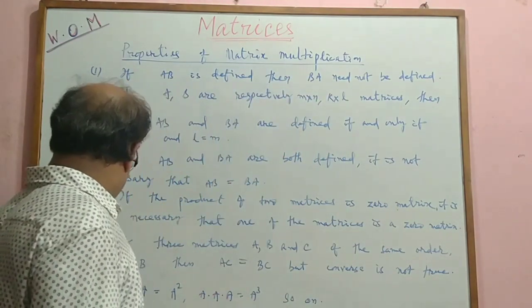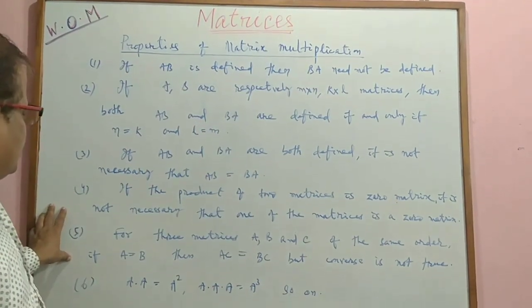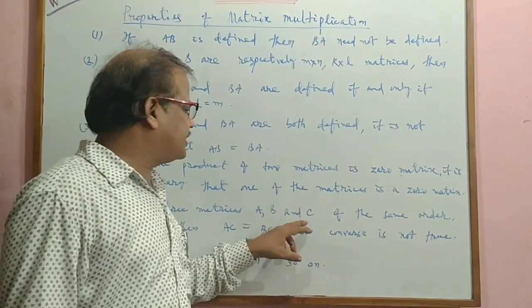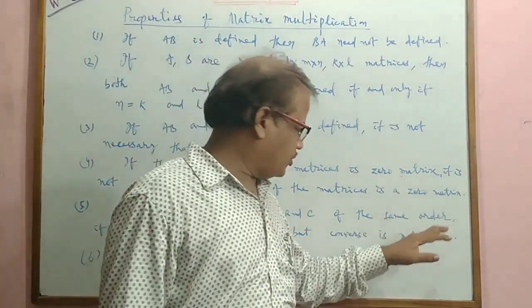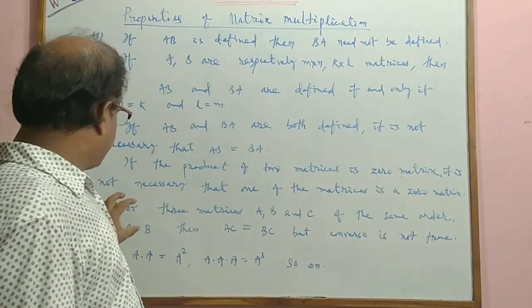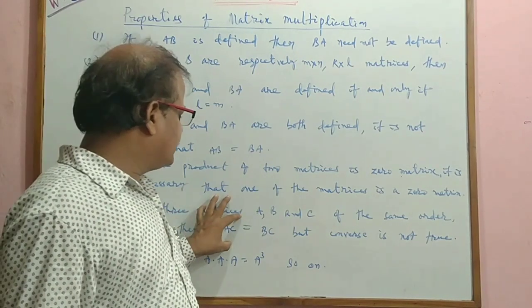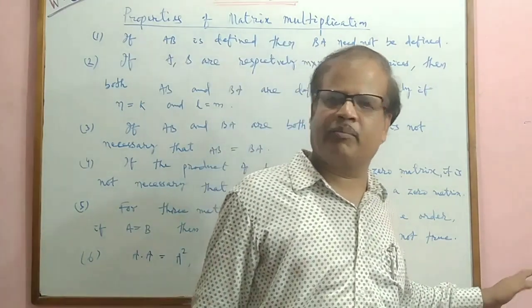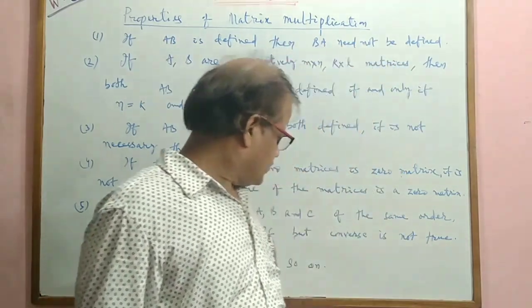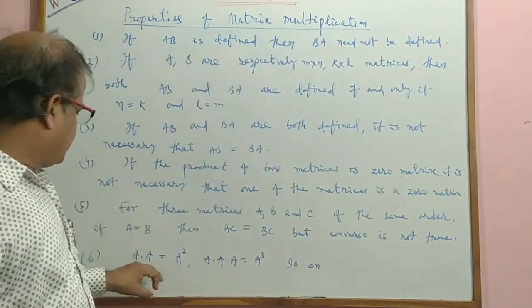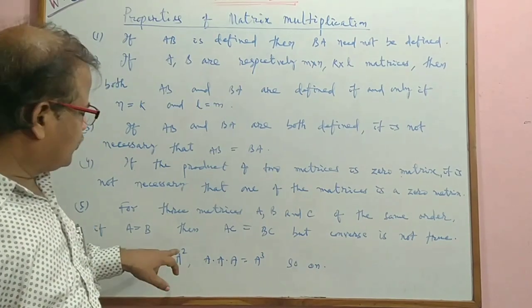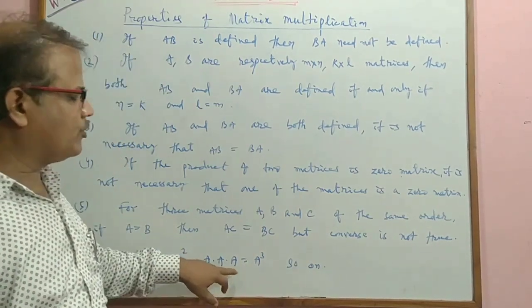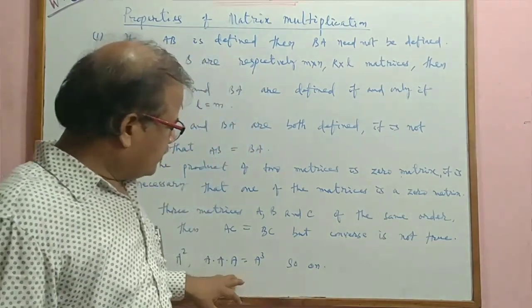Fifth property is, for three matrices A, B and C of the same order, if A is equal to B, then AC is equal to BC, but the converse may not be true. A into A is equal to A square, A into A into A is equal to A cube, and so on.